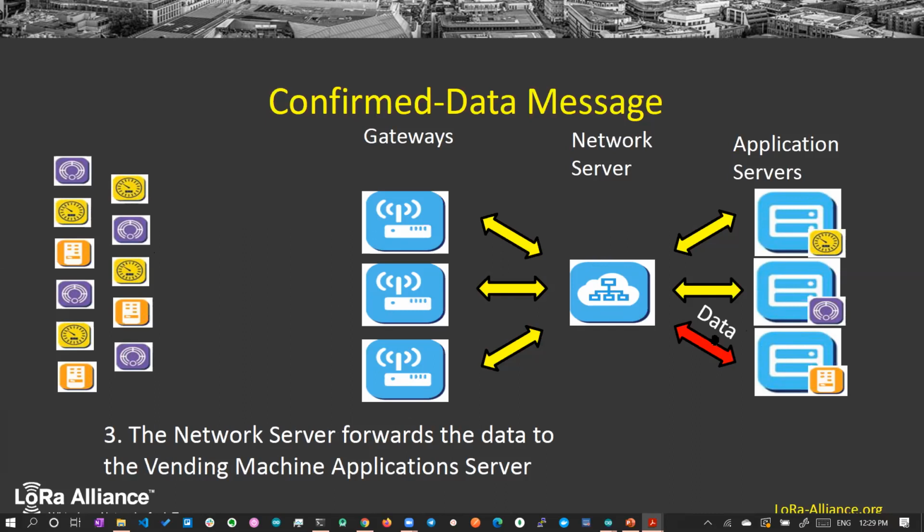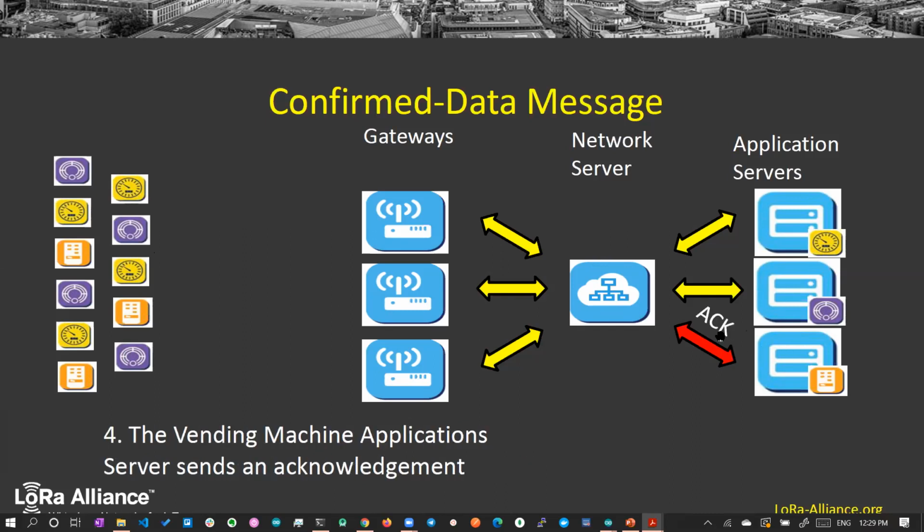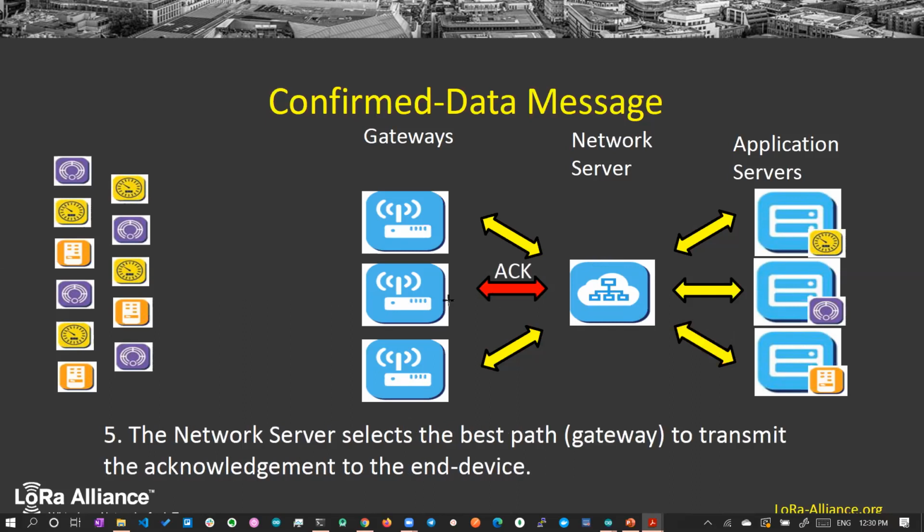Once the data reaches the application server, the vending machine application sends an acknowledgement. This acknowledgement again comes to the network server, and to the gateway. But during the downlink, when sending the acknowledgement, only one gateway is used, because two gateways will not send, only the one gateway which is nearest to the node.